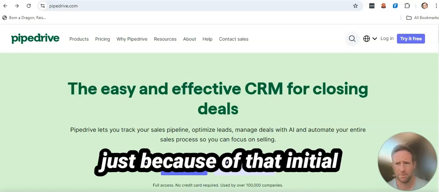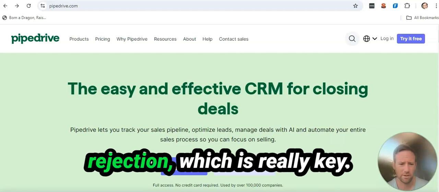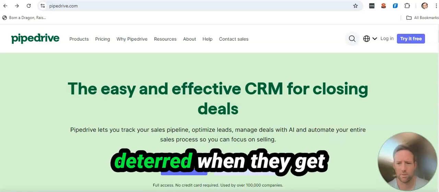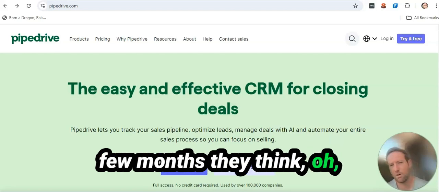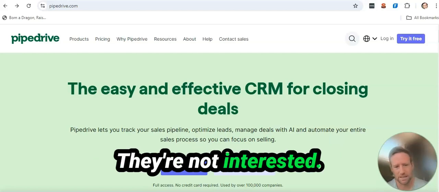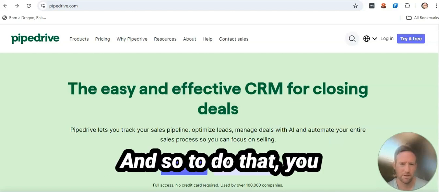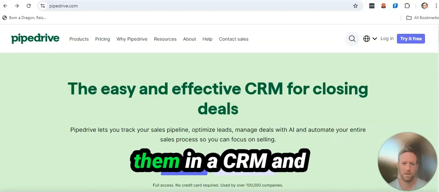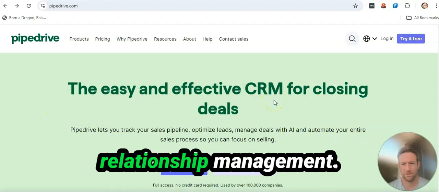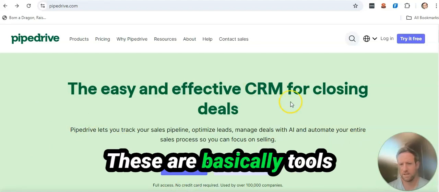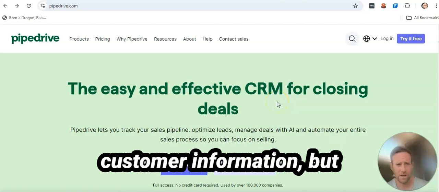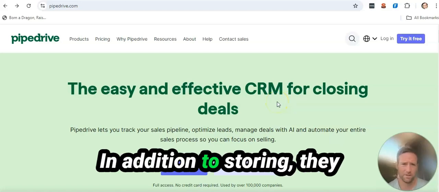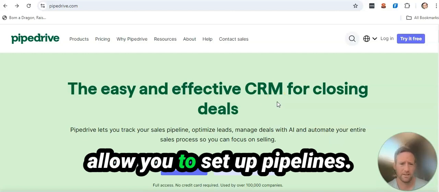You're not giving up on them just because of that initial rejection, which is really key. I think a lot of people get deterred when they get that initial, oh, we can't do it right now, but maybe in a few months, they think, oh, I'll just forget about this lead. They're not interested. That's not always the case. And so to do that, you have to be able to store them in a CRM. And CRM is just customer relationship management. These are basically tools that allow you to store customer information, but they do a lot of fun things in addition to storing. They allow you to set up pipelines.